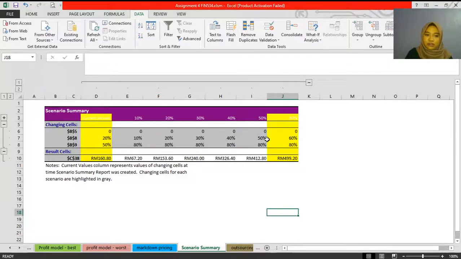Then I will get my scenario summary, where my current value is here, 20% and 50%, and I will get the revenue RM160.80. So I am choosing 60%, which is between 60% to 80%, and I will get RM499.20. So I am choosing this one, because I can get more revenue.